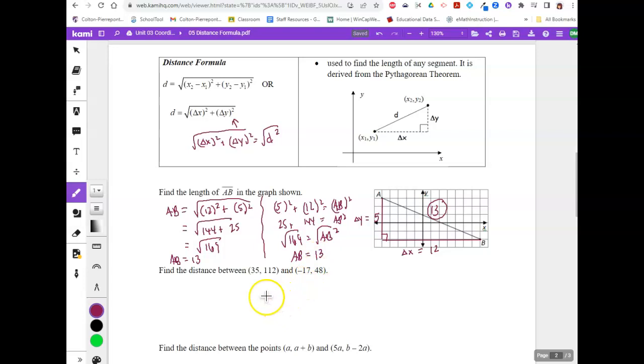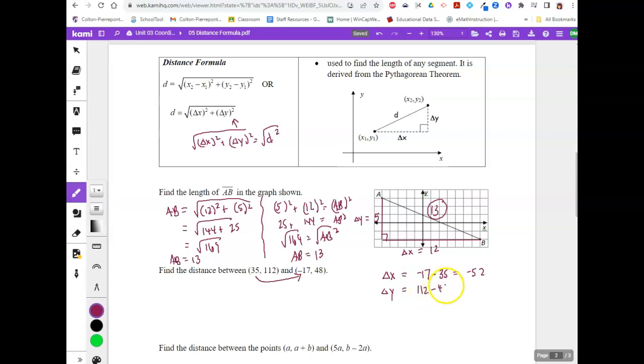All right, now, if you're given coordinates, you just have to figure out what delta x is and delta y is. All right, so find the distance between (35, 112) and (-17, 48). Let's think about delta x for a second. We are going from 35 to negative 17. We're decreasing. So if you do negative 17 minus 35, that gives you negative 52, or 52 is the change. And then the change in y is going to be 48 minus 112, or 112 minus 48.